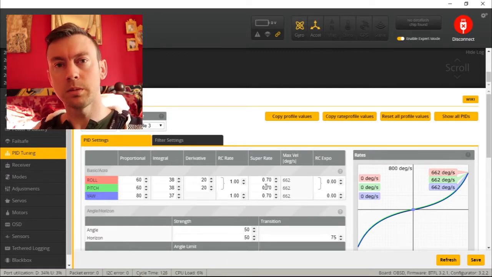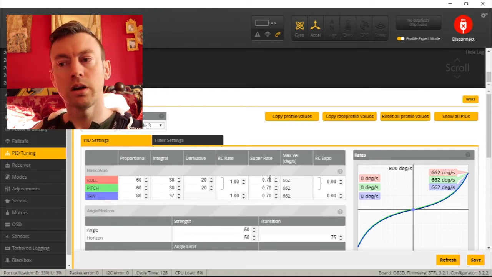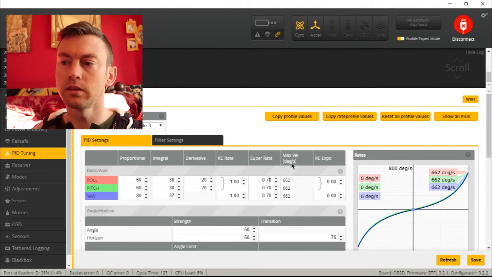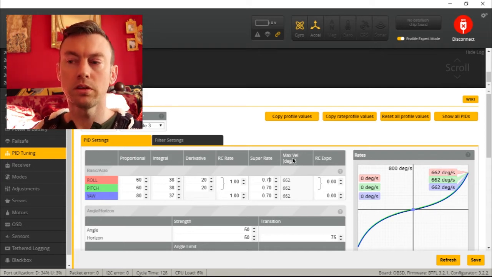First thing I'm going to do, we're just going to remove some of the variables here. I'm going to leave the RC rate back down at 1, just as it's set already. You'll see there's no RC Expo set on the screen, and I'm going to take the super rate down to 0 so that you see what happens. The thing to pay attention to here is these columns: you've got RC rate, you've got super rate, and then the third one along, which is the max velocity in degrees per second.